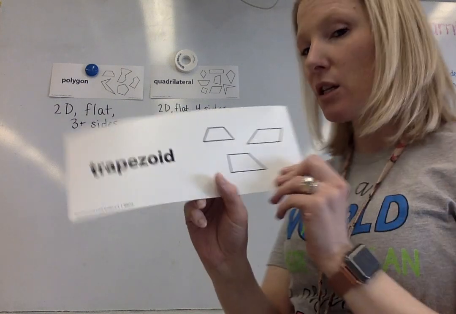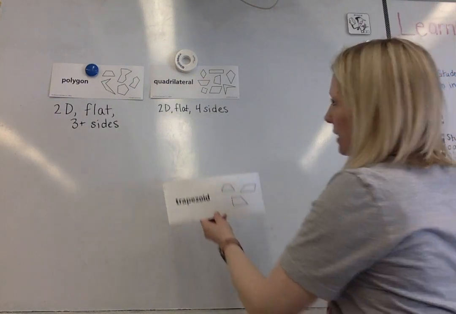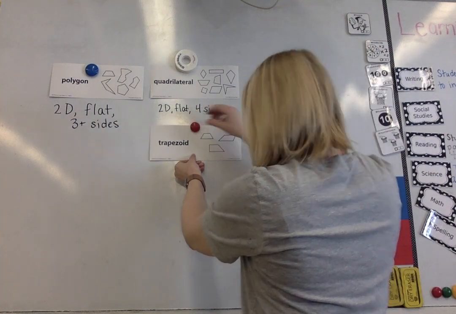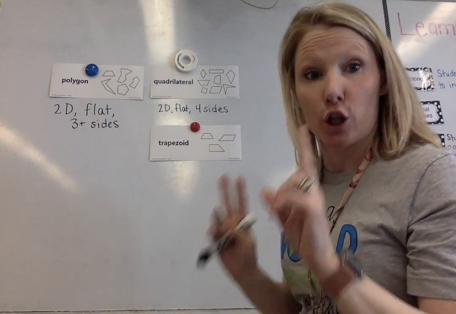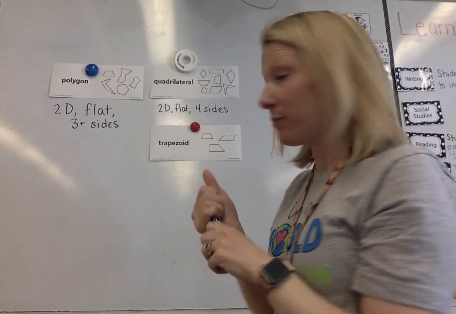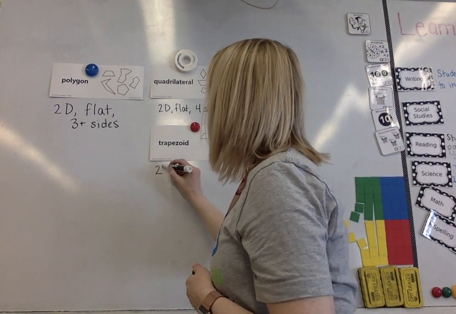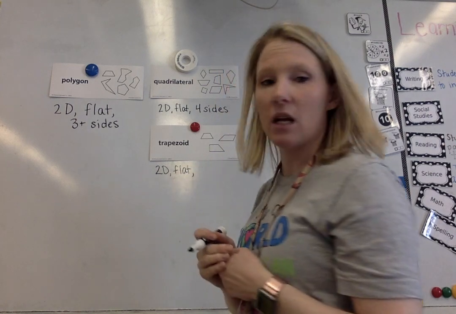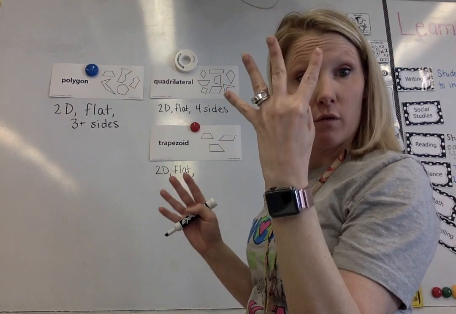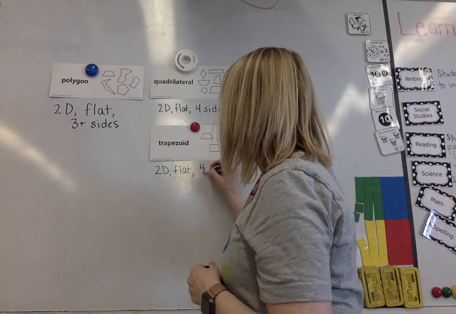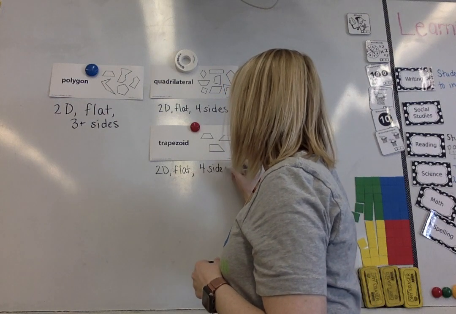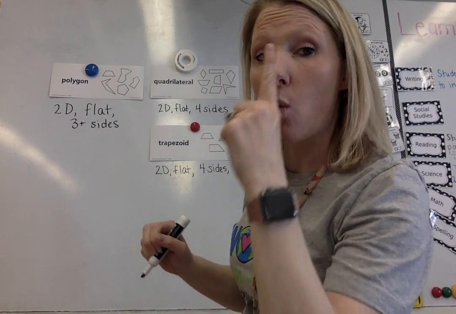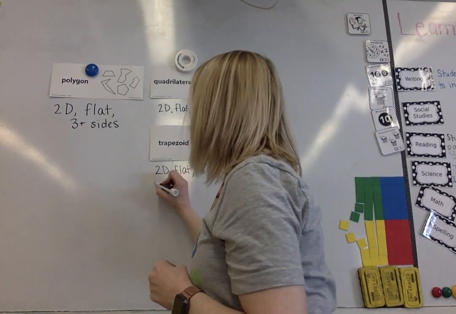Okay? So a trapezoid, our friend the trapezoid. Okay, he's again the two most common ones. He's 2D and he's flat. They have to have 4 sides. And it can only have 1 pair of parallel sides.